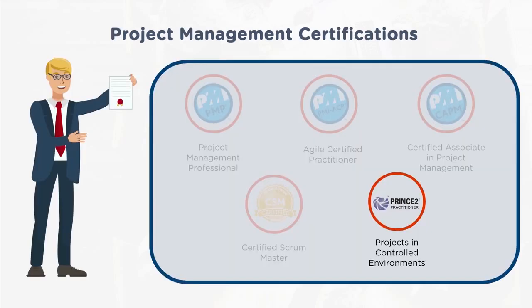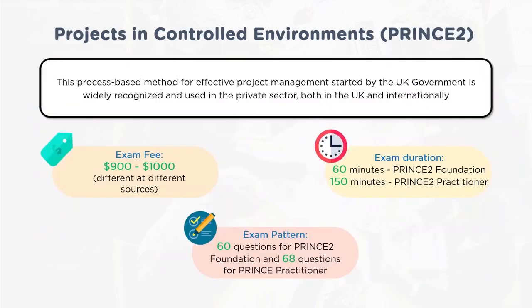Then Projects in Controlled Environments, that is Prince2. So Prince2 is a method which is effective mostly from the base of UK. All the organizations from the UK region prefer to have Prince2 certification, and it is as popular as any other project management certifications like PMP. So the examination fee would vary from $900 to $1,000 depending on where exactly you're taking the examination, and certification will happen at 2 levels. One is at foundation level and the other one is practitioner.